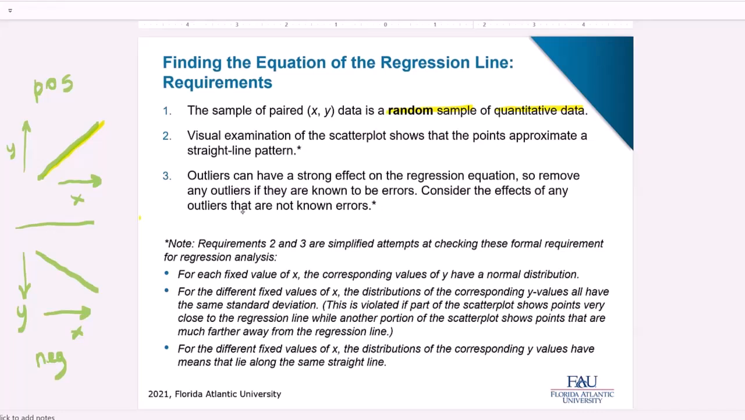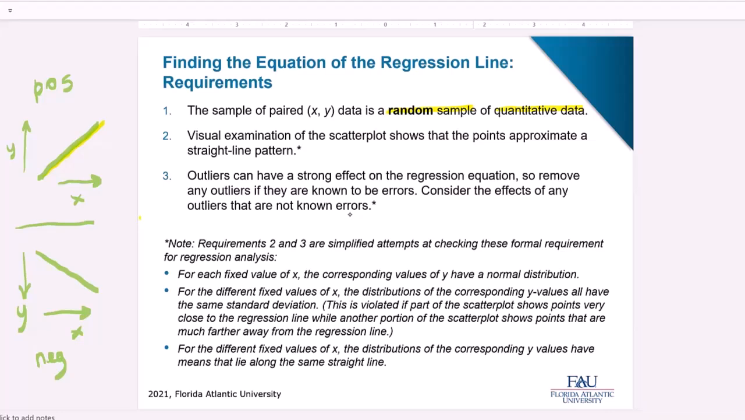Consider the effects of any outliers that are not known errors. If we have outliers and they're not errors, why did that happen? We want to consider that something is happening and it's changing the way my line is going. It's either becoming a better estimate of my y value or a worse estimate of my y value, depending on what those outliers mean.